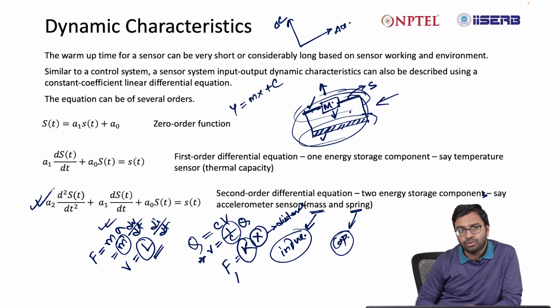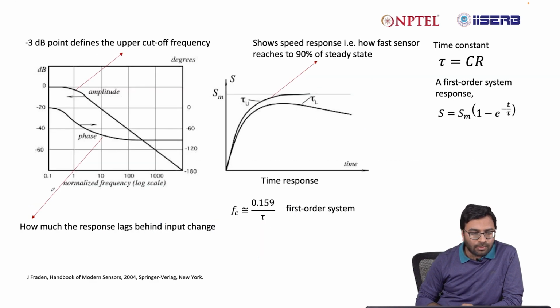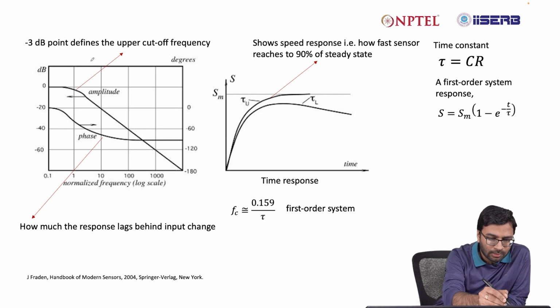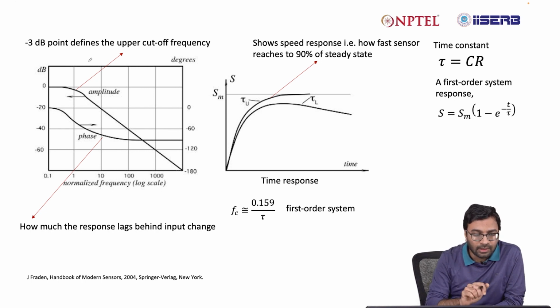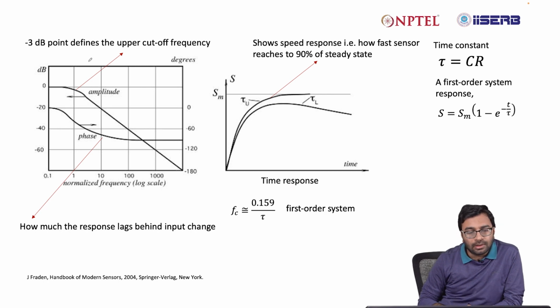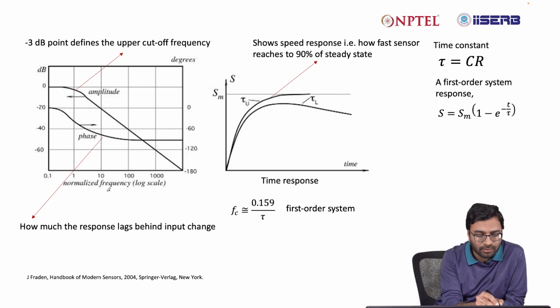So one has to figure out what is the dynamic characteristics, or the equation associated with the dynamic characteristics, in order to understand the entire sensor system. Now let us see how it actually affects. For example, in case of a transient system, your amplitude will be a function of frequency.